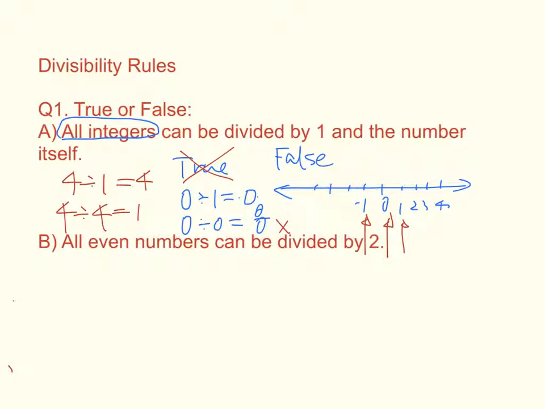B, all even numbers can be divided by 2. So in other words, 2, 4, 6, 8. Let's look at some of the bigger numbers, 1,006. All of them may be negative on this side, -1,000. All of these numbers can be divided by 2. 0 can be divided by 2, even though 0 is not considered an even number. So in this case, we say this is true. Okay.